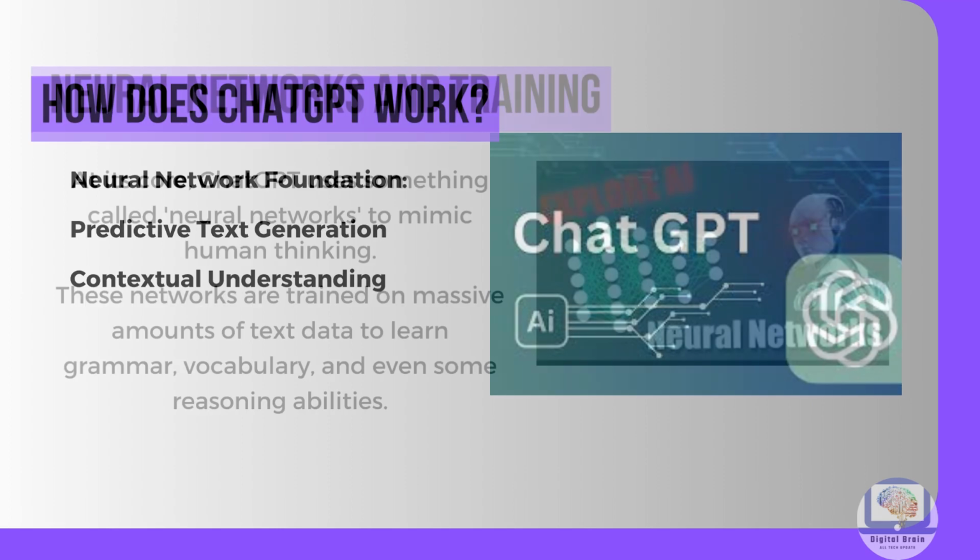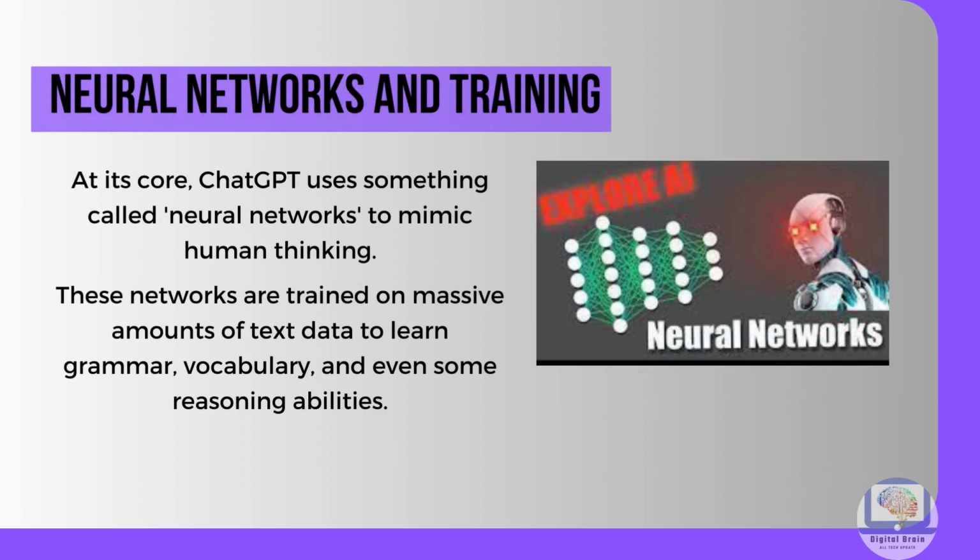Let's now look at neural networks and training. At its core, ChatGPT uses something called a neural network to mimic human thinking. These networks are trained on massive amounts of text data to learn grammar, vocabulary, and even some reasoning abilities. A neural network is a method in artificial intelligence that teaches computers to process data in a way that is inspired by the human brain.